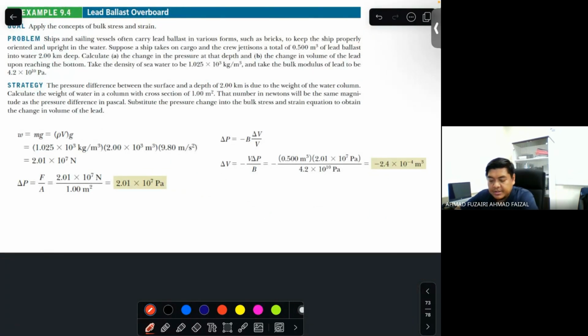Right. So let's go to the next example, using the bulk stress. Ships and sailing vessels often carry lead ballast in various forms, such as bricks, to keep the ship properly oriented and upright in the water.